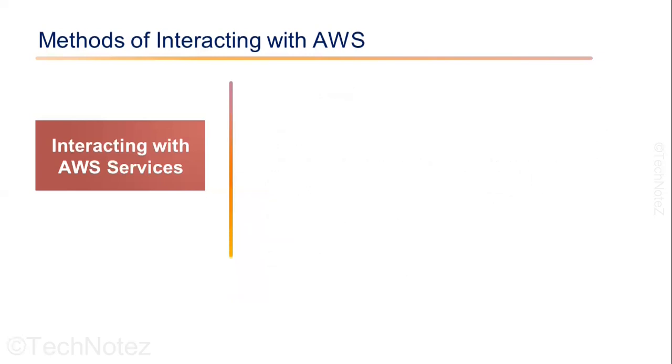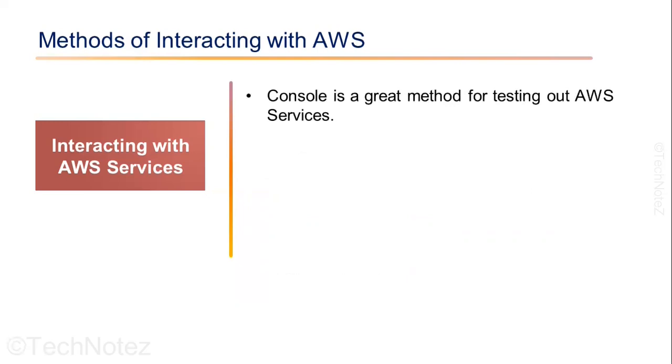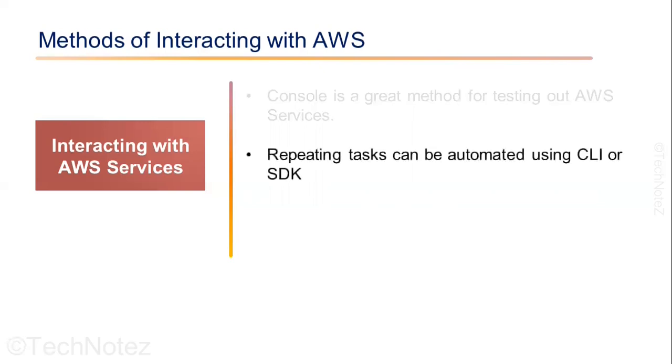Now, let's talk about when you would use one of these approaches versus another. So, first of all, the console is a great method for accessing AWS services the very first time. If you want to access a service for the first time, if you want to spin up a virtual server, or maybe you want to test out a new service that AWS just announced, the console is a great way to do this. But for repeated tasks, you might want to use either the CLI or the SDK.